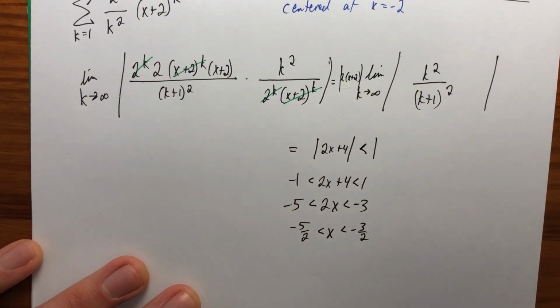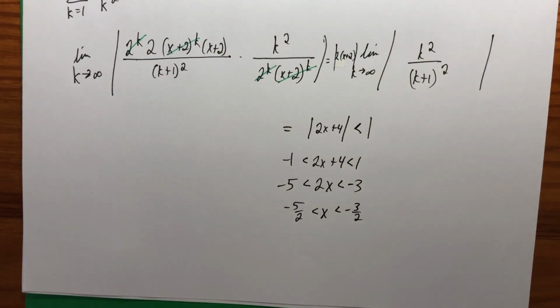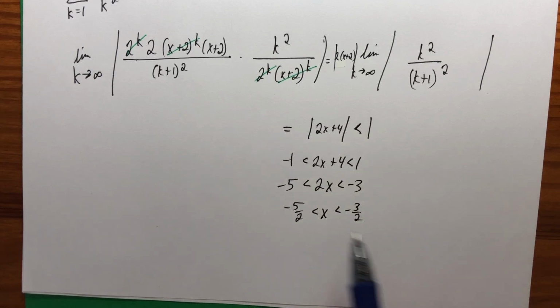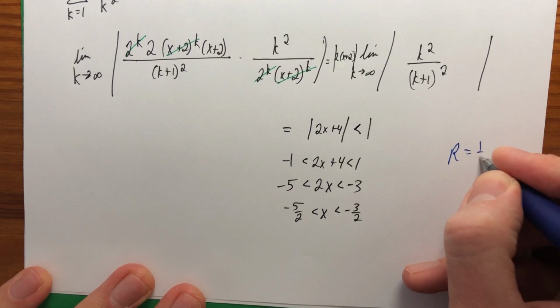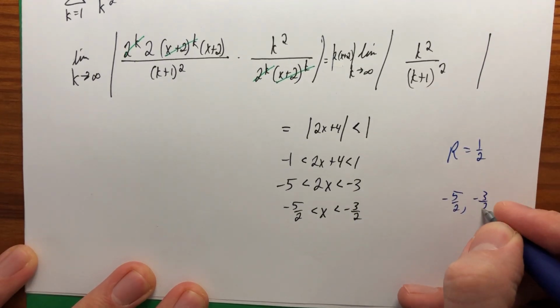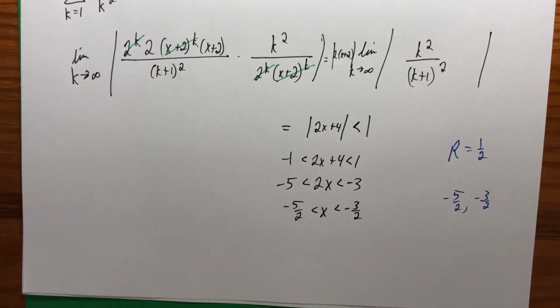Okay. You know your radius of convergence. If you don't know your radius of convergence, it's okay, actually. You're allowed to not know it, but you can figure it out pretty easily. Look at this. From -5/2 to -3/2, that's a diameter of 1. Well, half of that would be your radius of convergence. And you know it goes from -5/2 to -3/2. And we're going to see what happens at these specific x values.